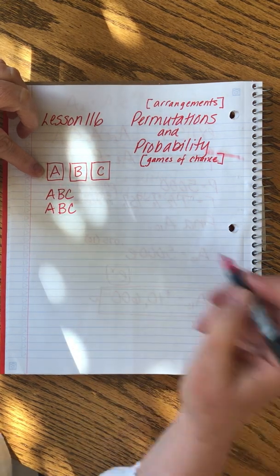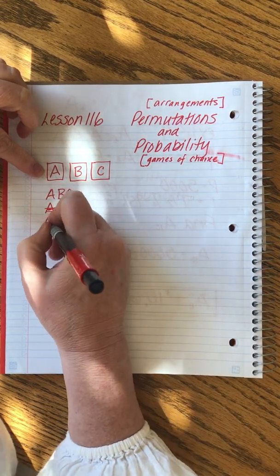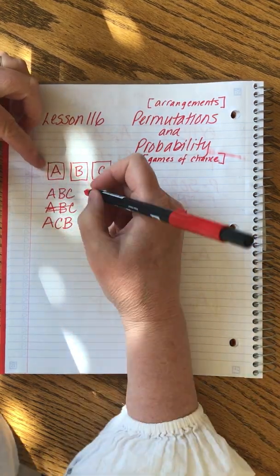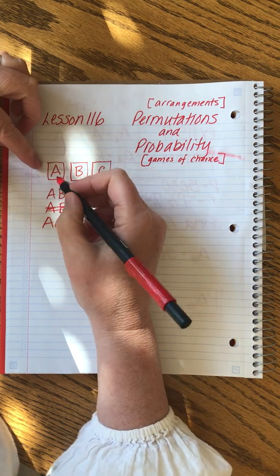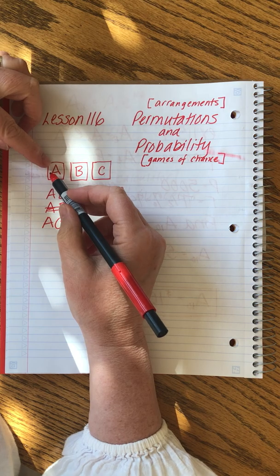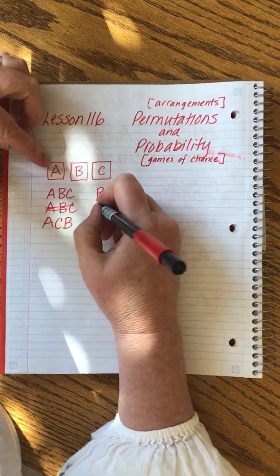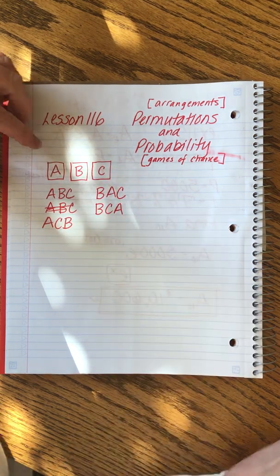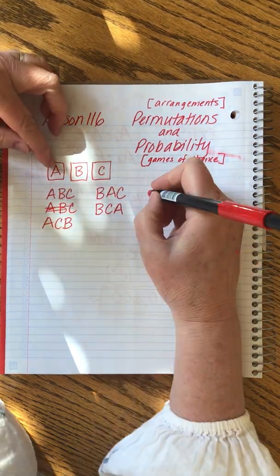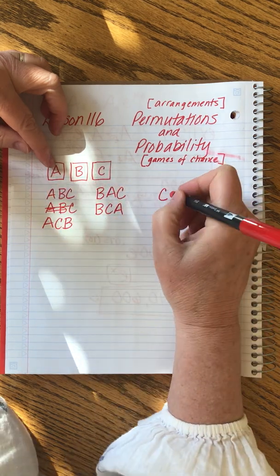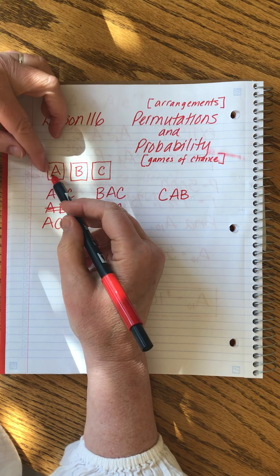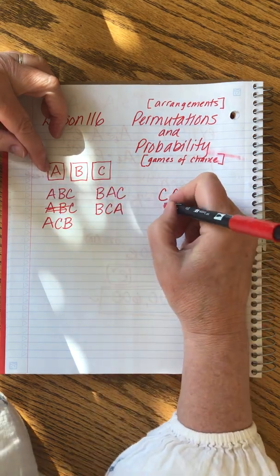Right? Oh, I'm sorry, I wrote the same thing twice. A, C, B. Better. Okay, now let's move B into the first place and put them alphabetically, B, A, C. Or we could leave B in the first place and switch up. B, C, A. Right? Now let's move the C to the first place, and then we'll go alphabetical, C, A, B. And then let's revert, we'll leave C here and we'll switch these around so it's C, B, A.